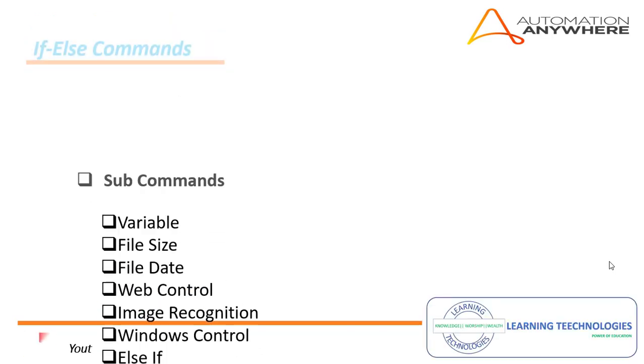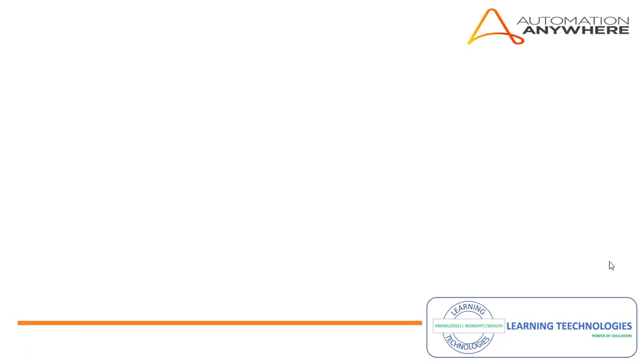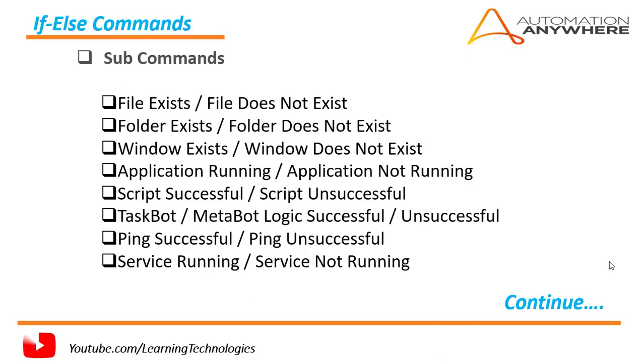Along with that, we have some more subcommands: variable, file size, file date, web control, image recognition, Windows control, else if, else, and end if. These are all the subcommands that we have for the if-else command. But today, as you see on my screen, I'm going to cover only a few of the if-else commands, and the remaining things I will cover in the next session.